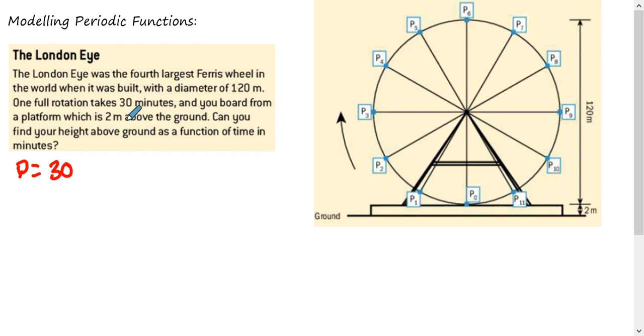You board from a platform which is 2 meters above the ground. Again, it gives you some height values. And then, can you find the height above the ground as a function of time? So I'm asking you to write an equation for the height based on its time. I specifically pulled this out right away because this is important. You have to look for how long it takes for one full cycle of whatever it is that you're looking for. And then we start looking at our heights, because we're modeling the height of this function.